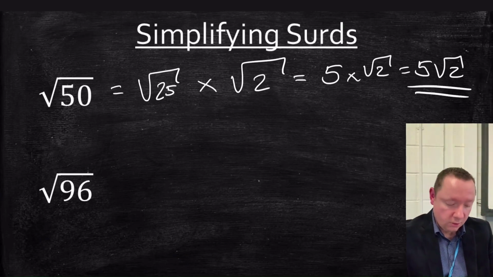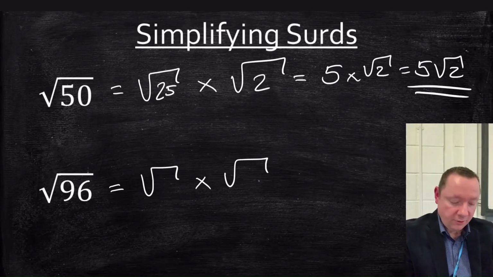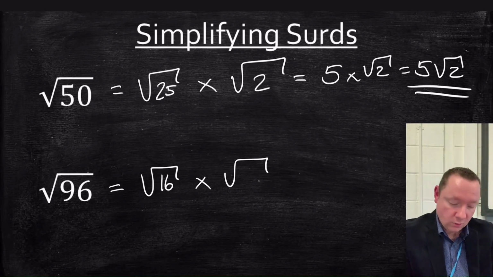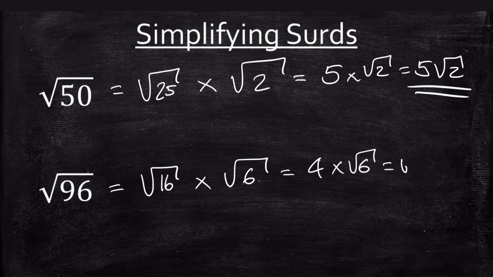Let's do another one, root 96. So I'm looking for two numbers that times together to make 96. If you do that, you'll get 16. And how many times does 16 go in? Well, it goes in 6 times. So the square root of 16 is 4. So it's 4 times root 6. Or 4 root 6 is the final answer.